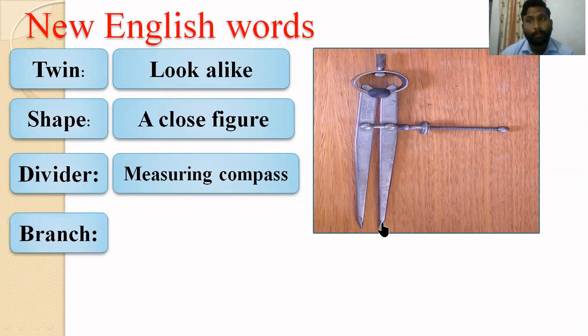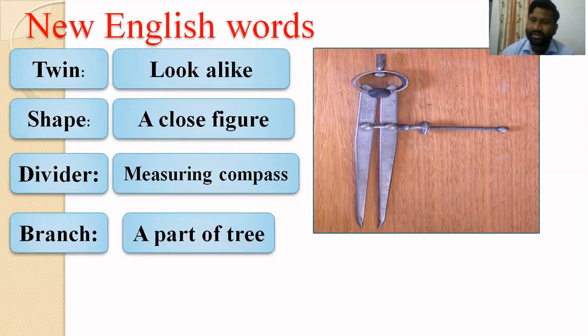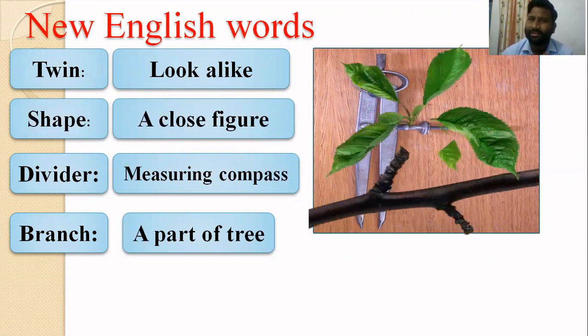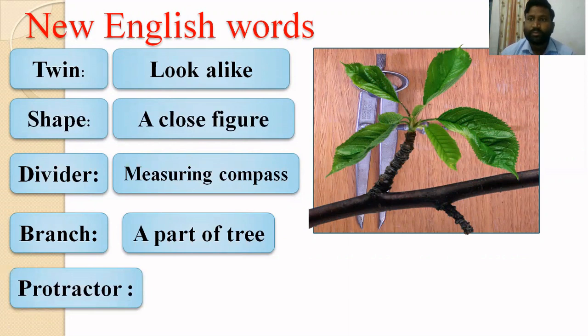Next, branch. Branch you know very well. A part of a tree which looks like this. It grows on the main stem. Next, protractor.